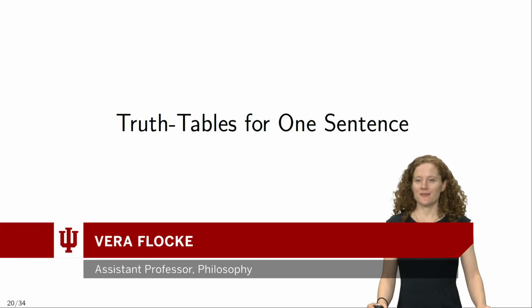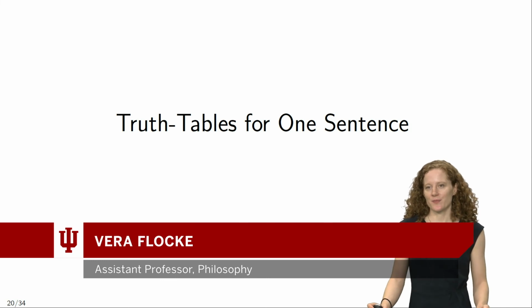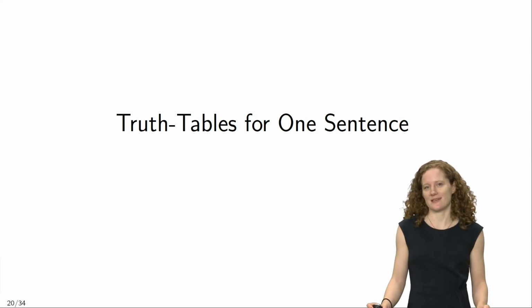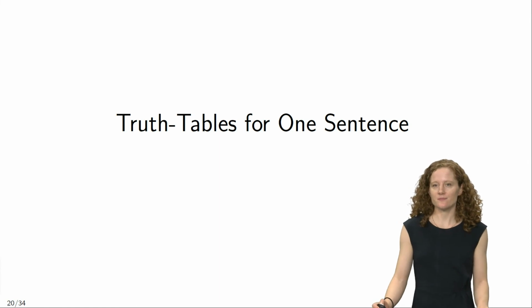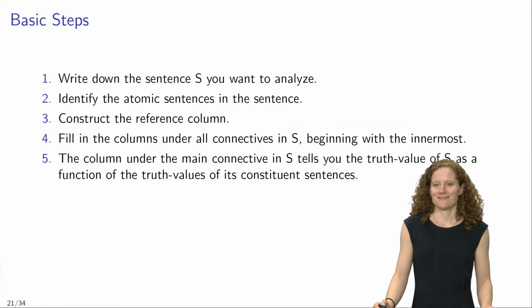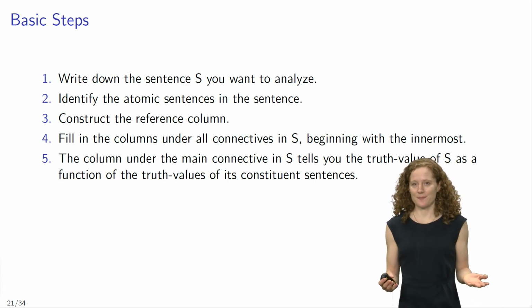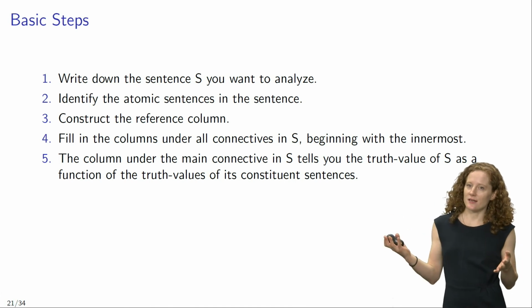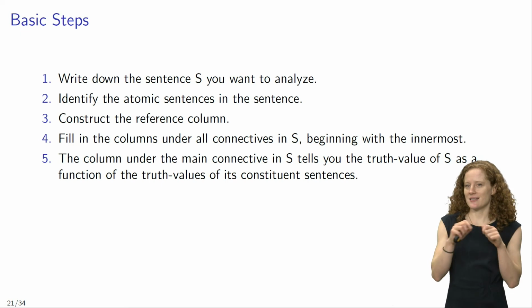We have learned about the characteristic truth tables of the Boolean connectives. We can now use this knowledge to construct truth tables for more complex sentences that may contain more than just one connective. How does that go? Well, here are the basic steps. We start by constructing our assessment column by writing the sentence S that we want to analyze at the very top.